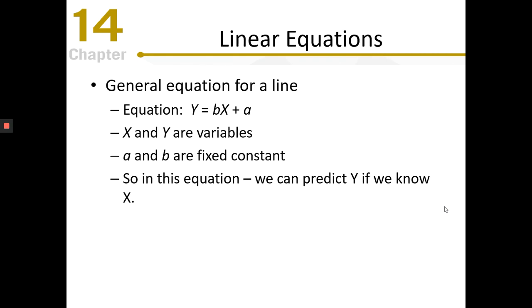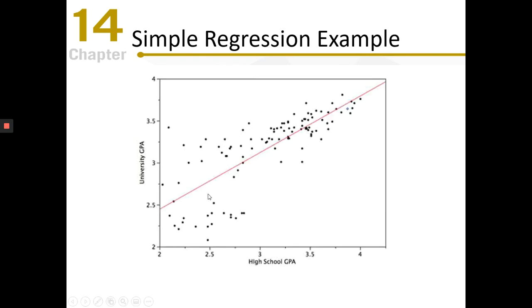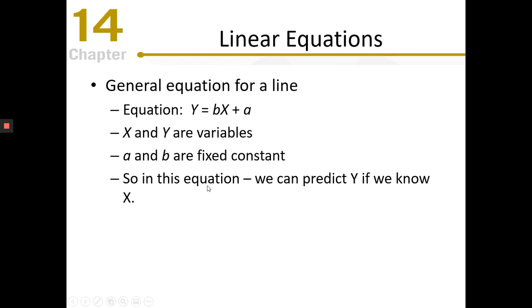So remember from your olden days, when you studied lines and equations for lines, it looked like an equation like this. Y in this case, remember, was university GPA. University GPA can be predicted by knowing the slope of that line times X, so X times the slope of the line, plus the Y-intercept.